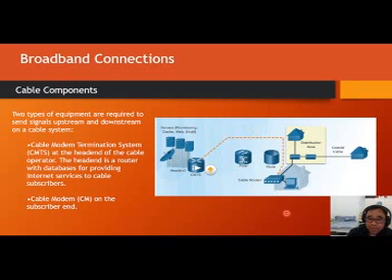Okay, so cable components. Two types of equipment are required to send signals upstream and downstream on a cable system. Cable modem termination system, or CMTS, at the head end of the cable operator. The head end is a router with a database for providing internet services to cable subscribers. Service provisionals. This is a CMTS. Okay. So cable modem on the subscriber end.